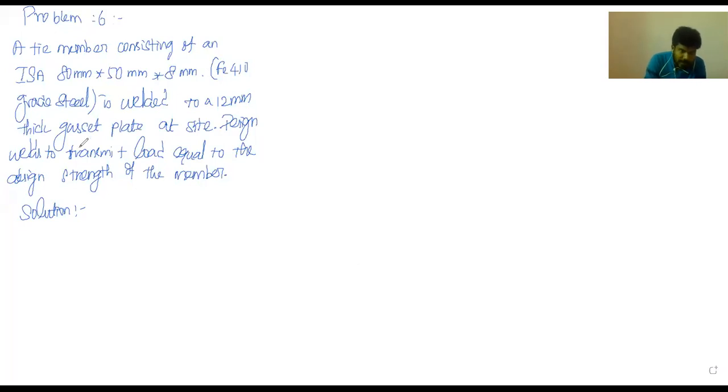So design tensile strength of the section. That is T_dg at yielding. Okay, at yielding.